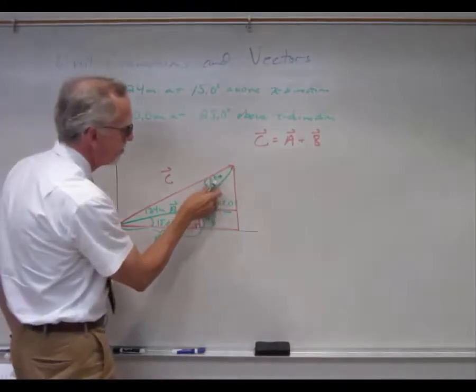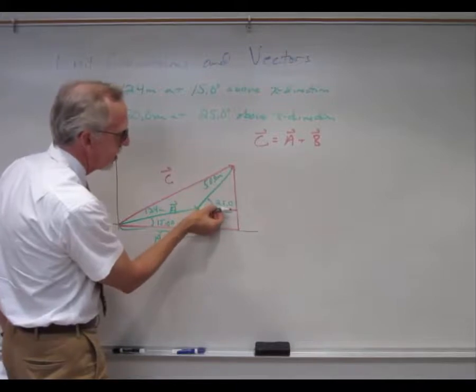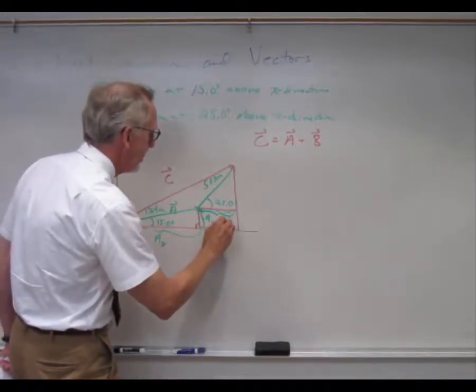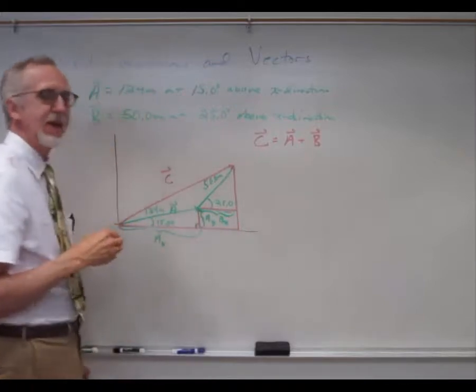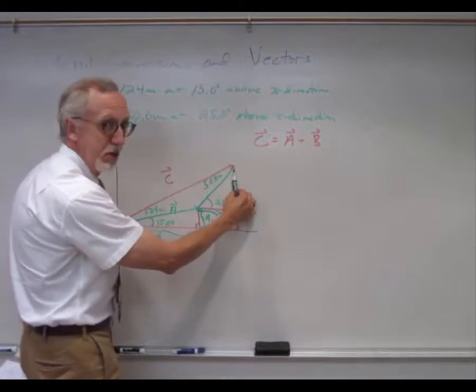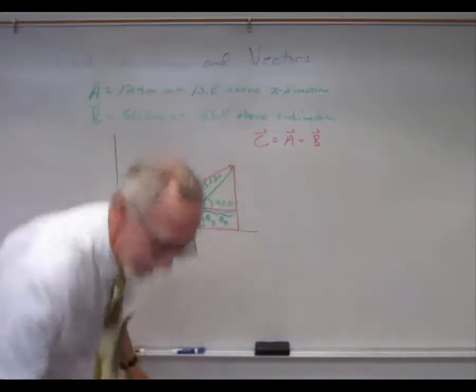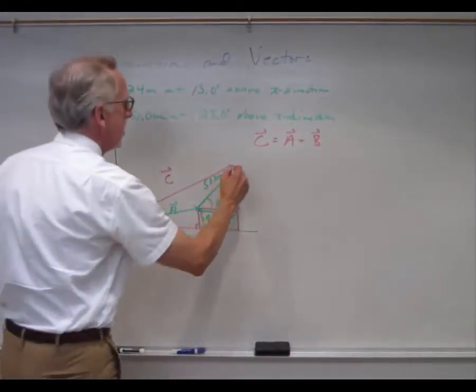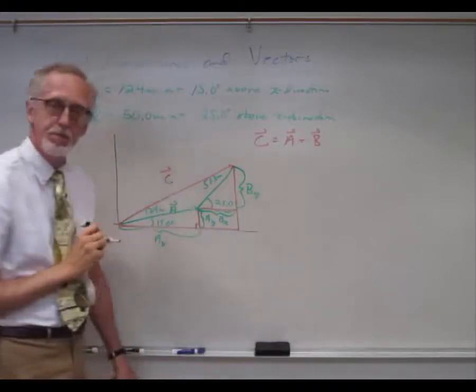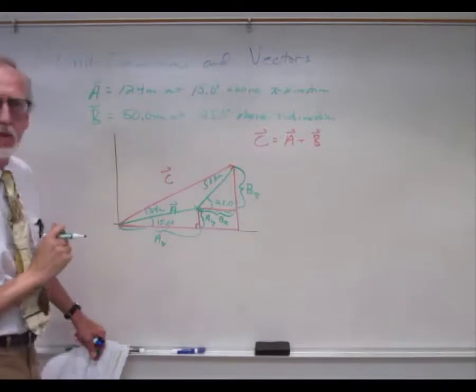Now, here's B. B points along the x-axis this much, so that's what we'll call B sub x. That's the x component of B. And this is how much B points along the y-axis, so that's the y component of B.